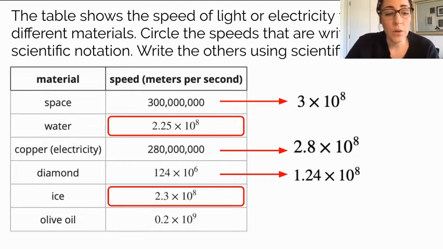And for olive oil, the reason why this is not written in scientific notation is, again, that leading factor has to be greater than or equal to 1. Olive oil is currently written where the leading factor is less than 1. So we have to change that to 2 times 10 to the 8th.